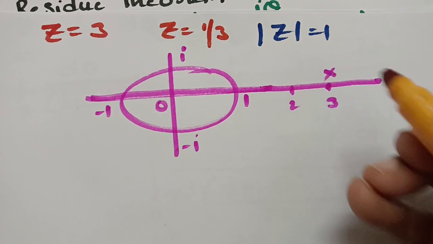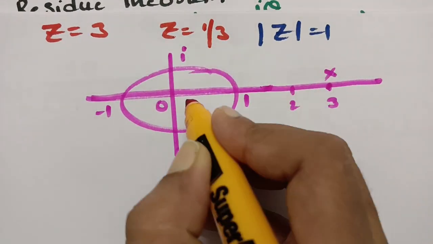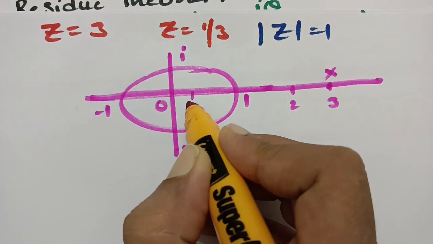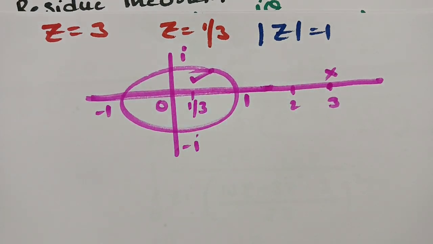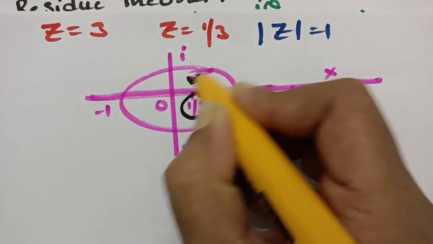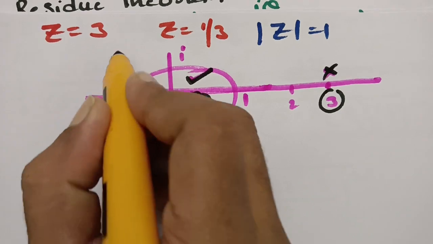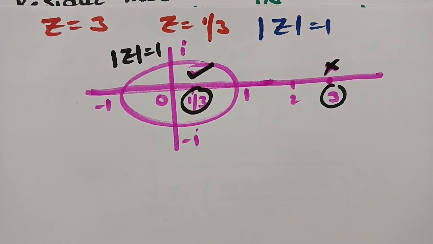So 3 is outside the given region, that is mod z is equal to 1, and 1 by 3 means 0.33. So 1 by 3 is within the circle. So out of these poles, 1 by 3 is within the region and 3 is outside the given region. So this is mod z is equal to 1. Clear?